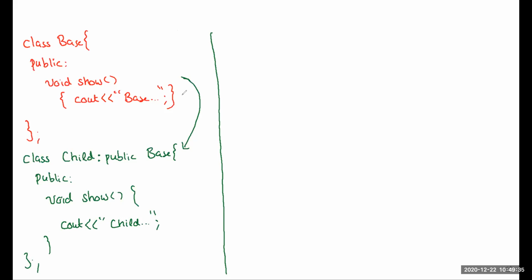Now suppose this is our main program. In the main, you know that if you make an object of the base class and you call the show function, naturally the show function of this base class will be called, it means you will see base on the screen.